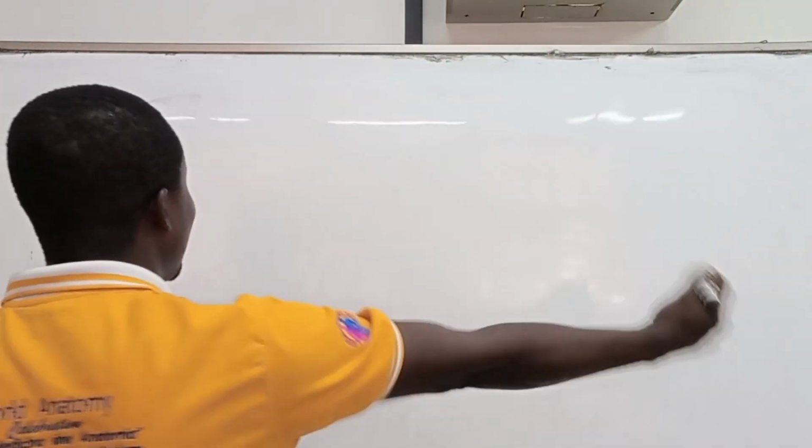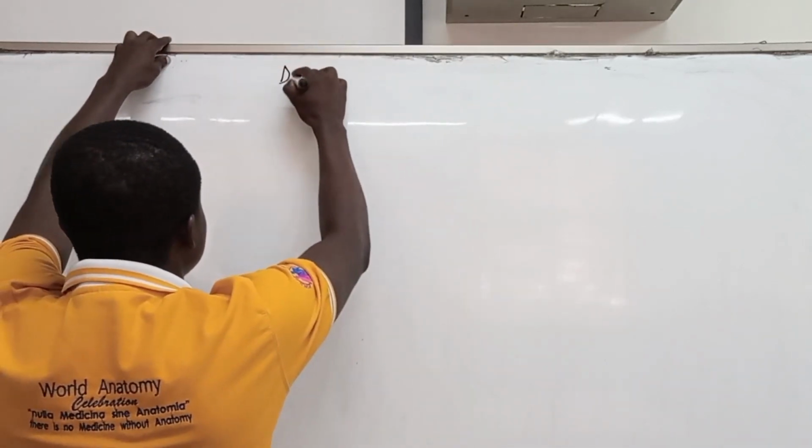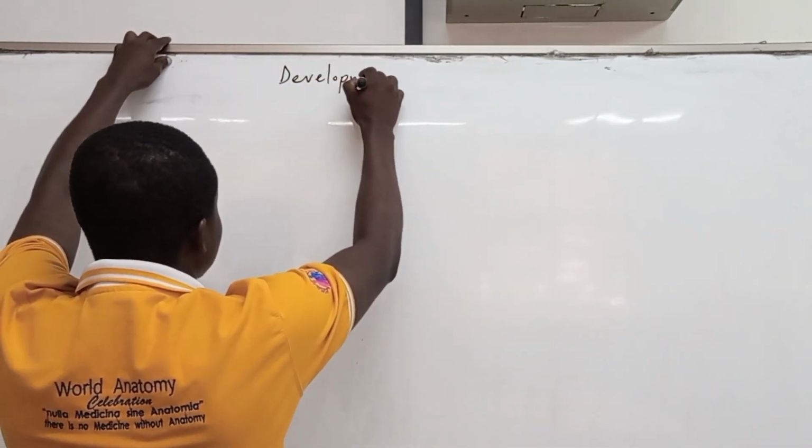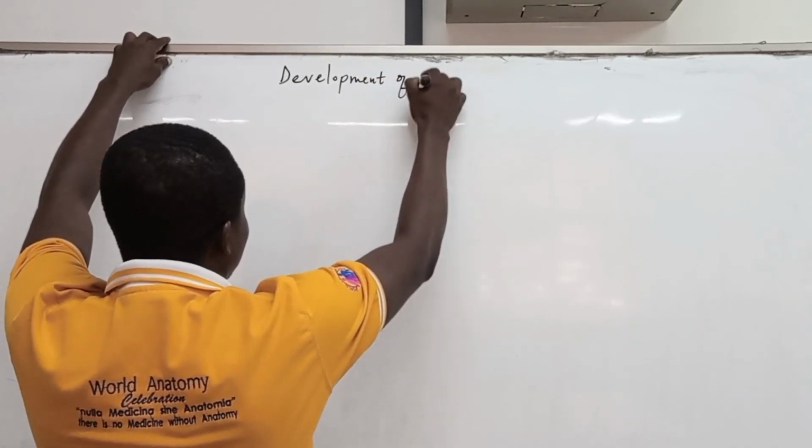By the end of this meeting, we appreciate that this gut tube is differentiated into three areas by way of the foregut, the midgut, and of course, the hindgut. And we look at the criteria for differentiating these three areas of the gut tube. So my friends, without wasting my time, let's set the ball rolling. We begin looking at the development of the gut tube.